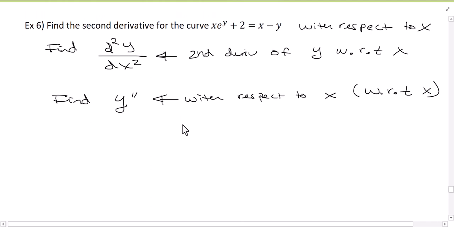So find a second derivative. In order to find a second derivative, we have to first find the first derivative. So let's take the first derivative.